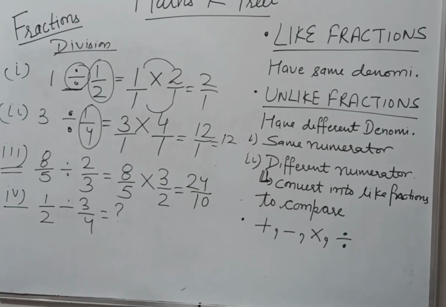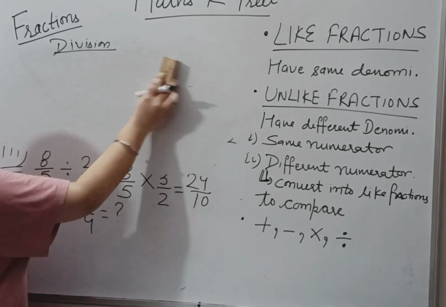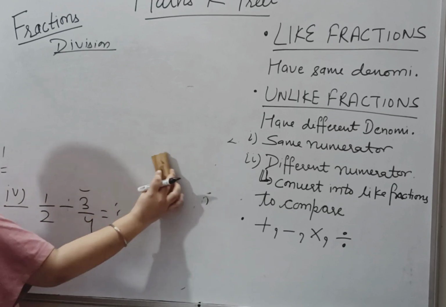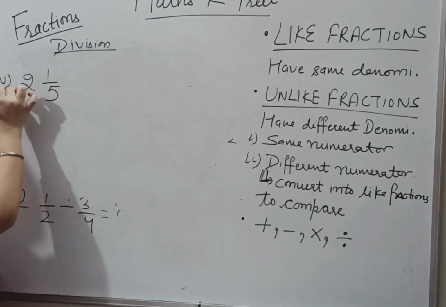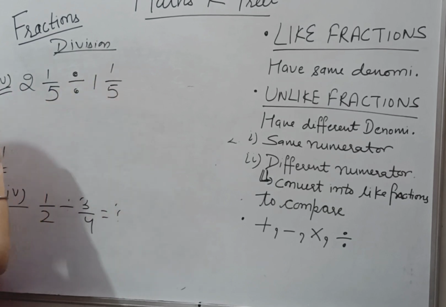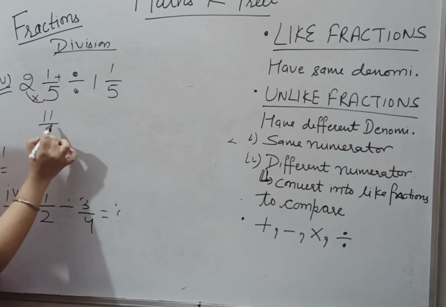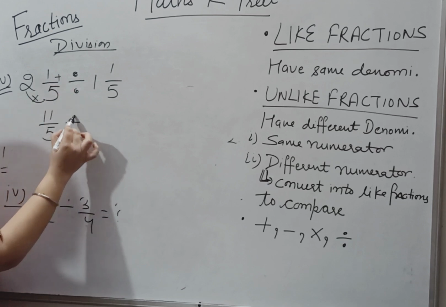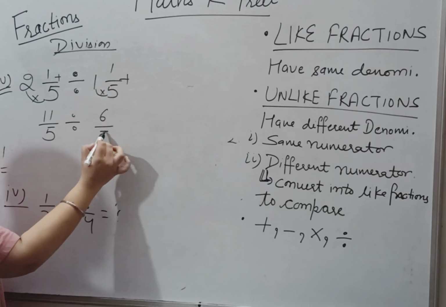So the last one for this video is mixed fraction. How to divide mixed fraction? I am writing here. 2 1 by 5, fifth question, divided by 1 1 by 5. So first we will convert it into improper fractions. 5 2s are 10 plus 1, 11 by 5, same denominator, nothing will change. 1 into 5 is 5 plus 1, 6 by 5, same denominator, nothing will change.